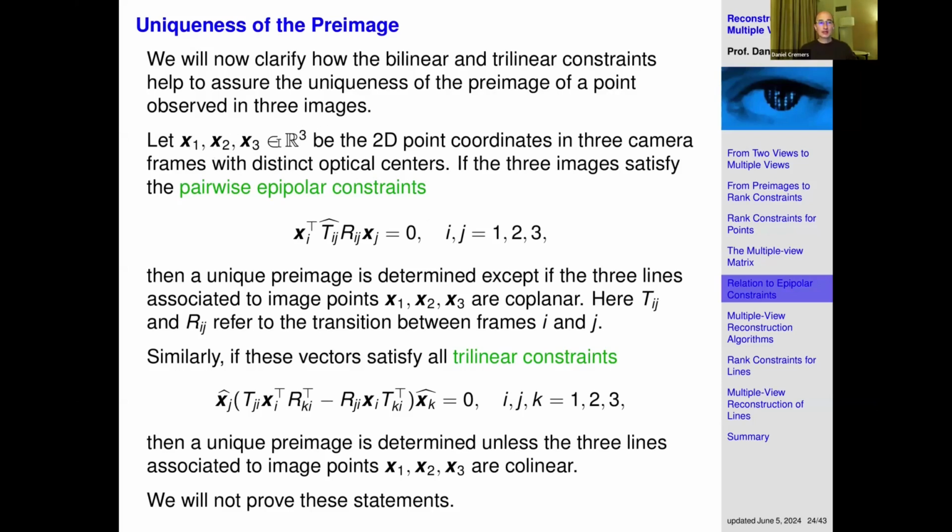So let's say x1, x2, and x3 are the 2D point coordinates in 3 camera frames with distinct optical centers. So this is important. The camera actually moves from one location to the next. For example, all of this would not work if you just rotate a camera with the optical center in the same place. You have to have distinct optical centers to have this parallax that will allow you to infer a meaningful 3D point. If these 3 images satisfy the pairwise epipolar constraints, then a unique pre-image is determined, except if the 3 lines associated to image points x1, x2, and x3 are coplanar.